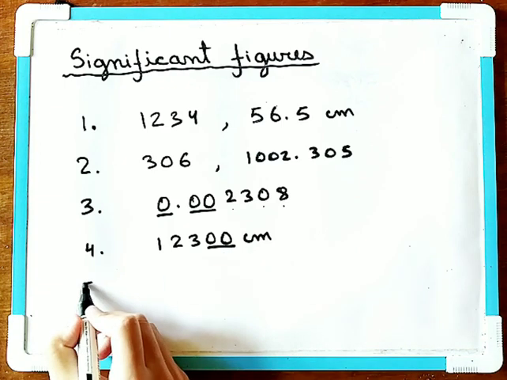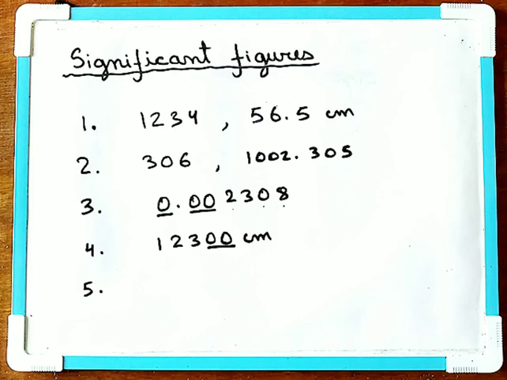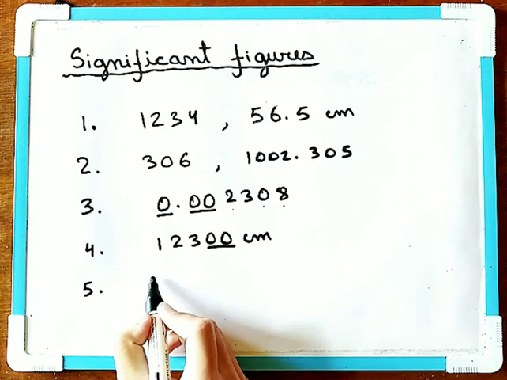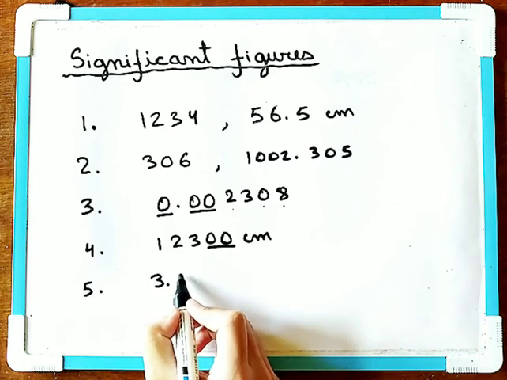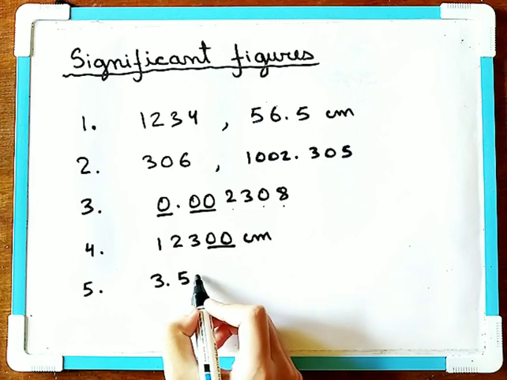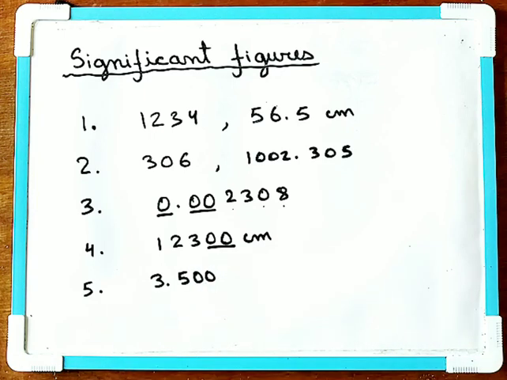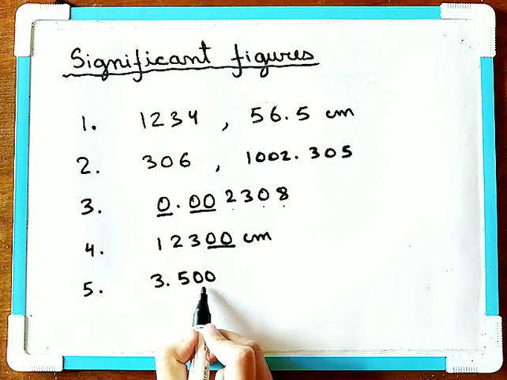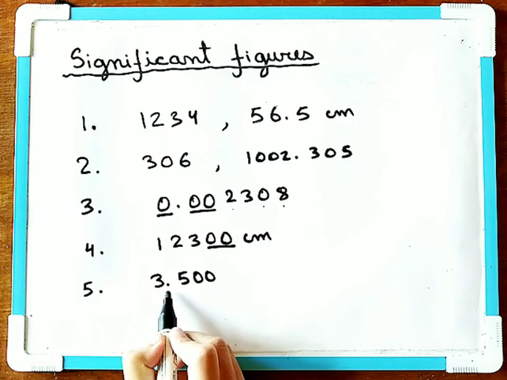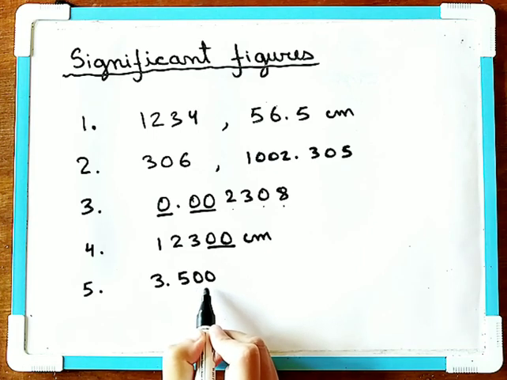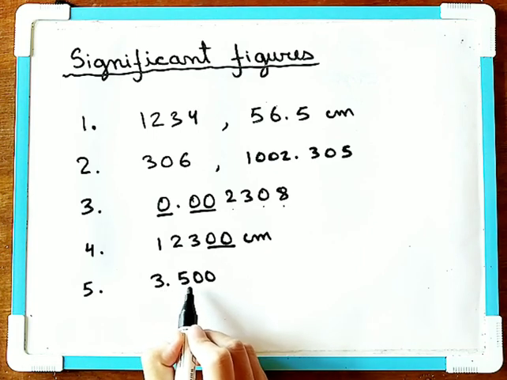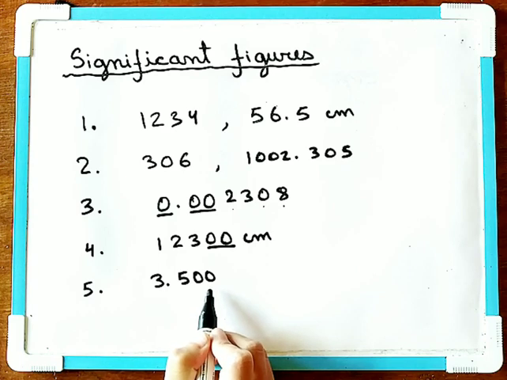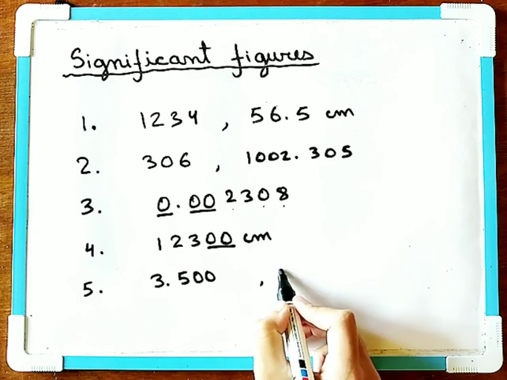So that comes to the fifth rule. The trailing zeros in a number with a decimal point are significant. For example, you have this number here, 3.500. Because we have a decimal point here, the trailing zeros are significant. So in this case we have 4 significant figures. Even if we have another number, 0.0690.